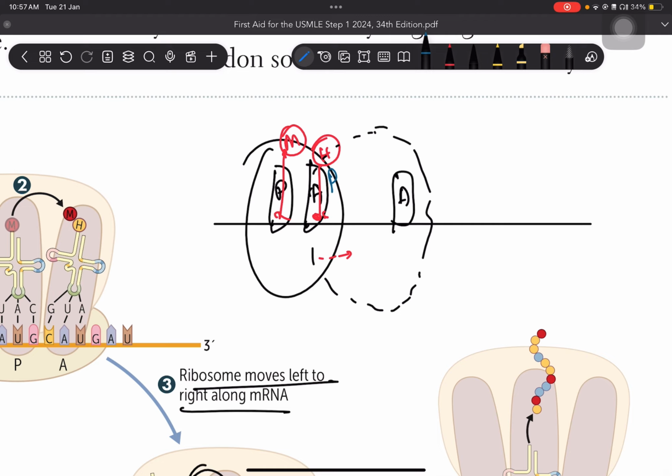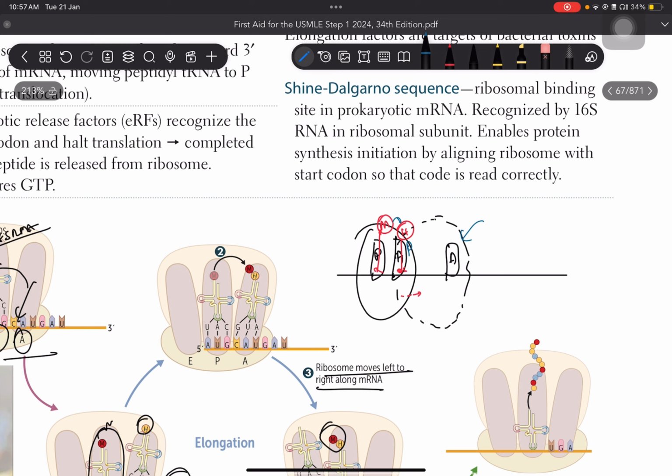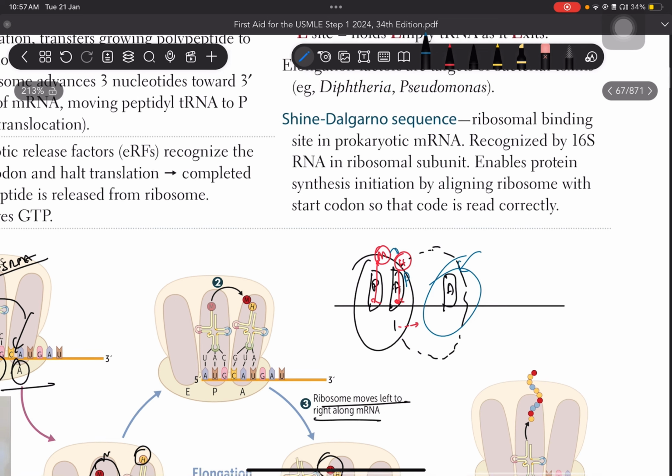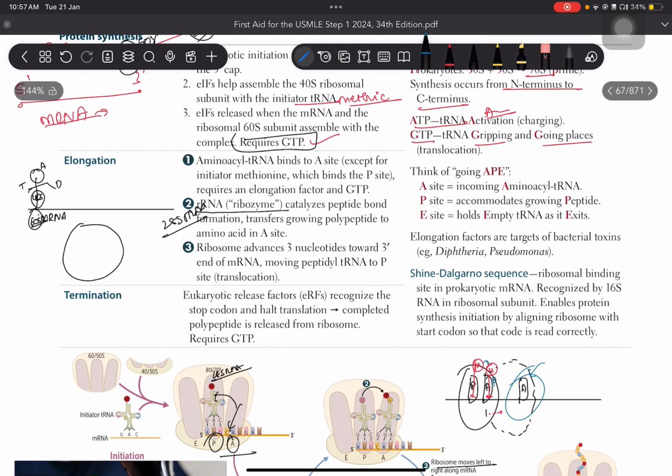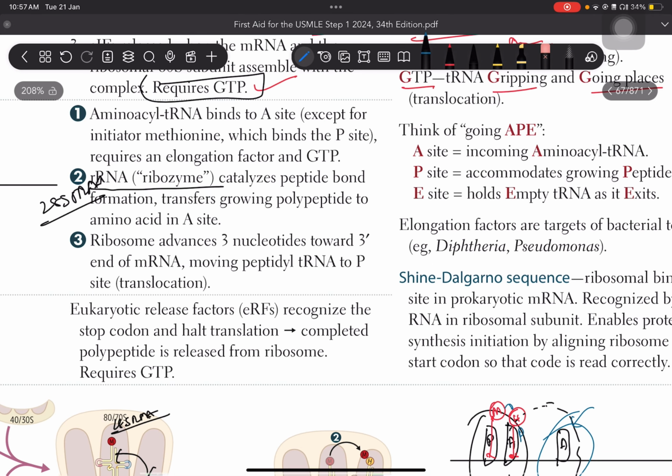While this becomes the P site, this methionine will get transferred over here, which forms the new chain, and another new tRNA will come over here. Hope I have cleared it, because this is quite a complex topic. Ribosomal RNA catalyzes the peptide bond formation and transfers the growing peptide to the amino acid in the A site.